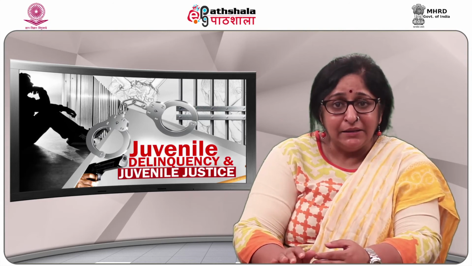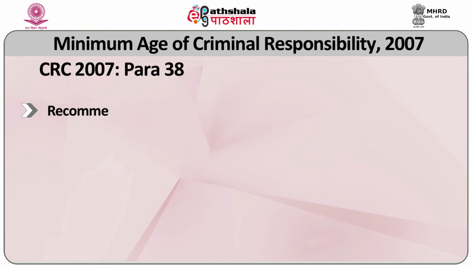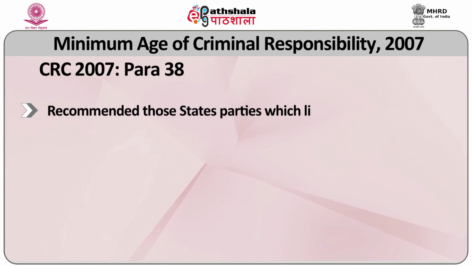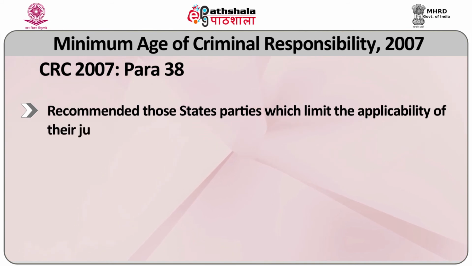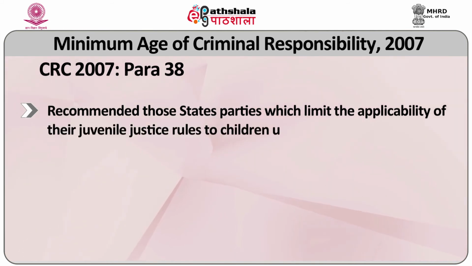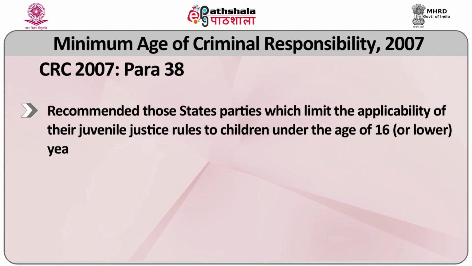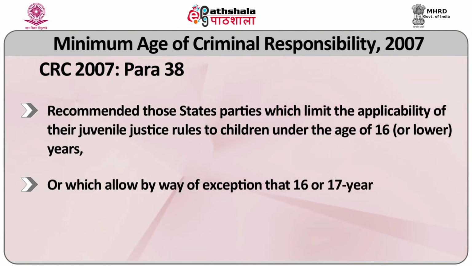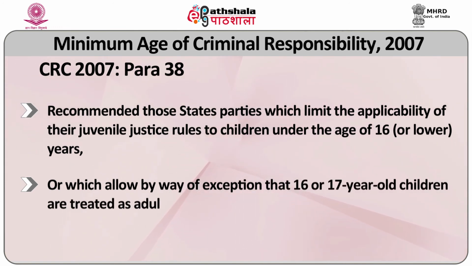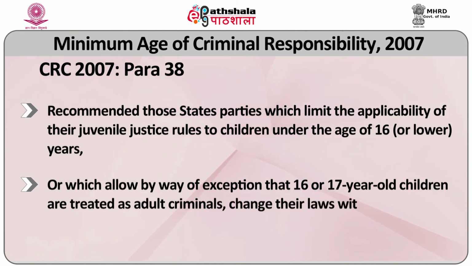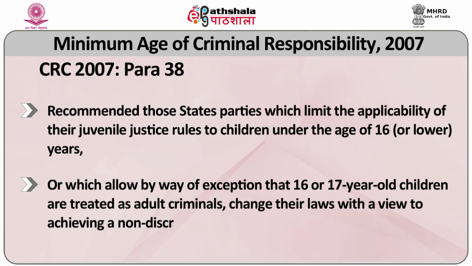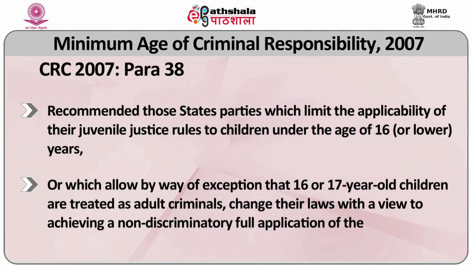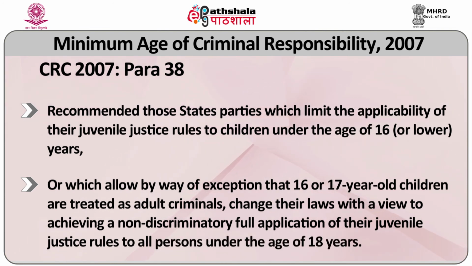In para 38 of this general comment, it recommended that states parties which limit the applicability of their juvenile justice rules to children under the age of 16 years, or which allow by way of exception that 16 or 17-year-old children are treated as adult criminals, should change their laws with a view to achieving a non-discriminatory full application of their juvenile justice rules, which are applicable to all persons under the age of 18 years.